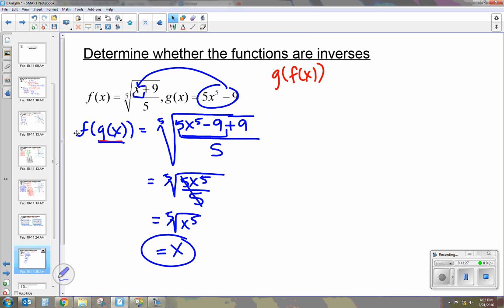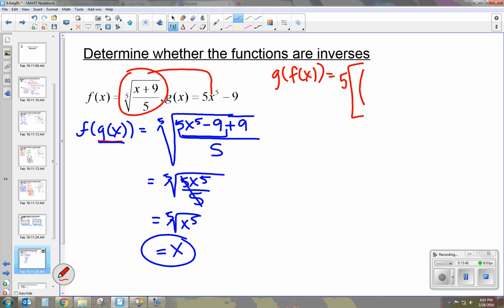So let's do this other one, and we're going to do it in the opposite direction. We're going to take the f of x and plug it into that x. So what that's going to look like is 5 times the fifth root of x plus 9 over 5, to the fifth, minus 9. Don't forget that minus 9 at the end.